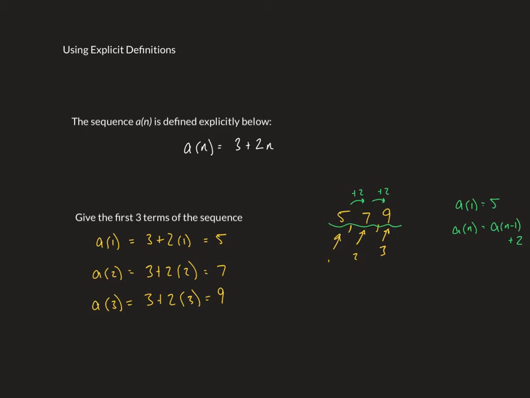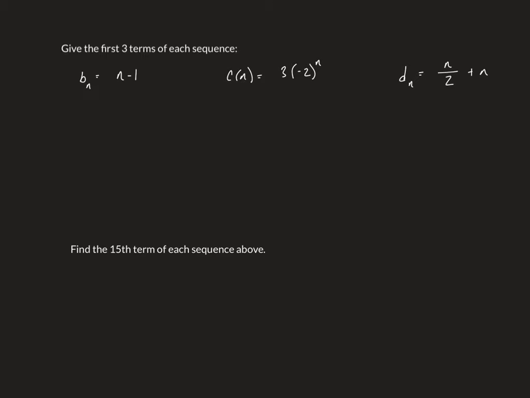Okay, so let's do some examples. I'm asking to give the first three terms of each of these sequences. So the first term is b sub n, and the first term of this sequence is going to be b sub 1, and all I have to do is plug in a 1 for n. So 0. And I'd encourage you to just pause this video and finish the rest of these if you can and check to see if you did them correctly. But our second term is going to be 2 minus 1, and our third term is going to be 3 minus 1. So those are the first three terms of our b sub n sequence.